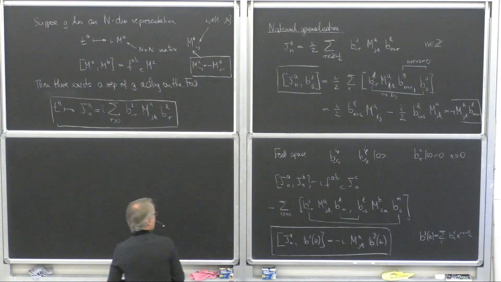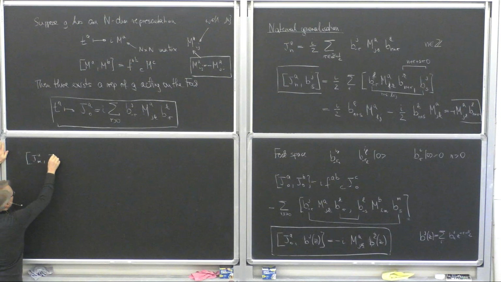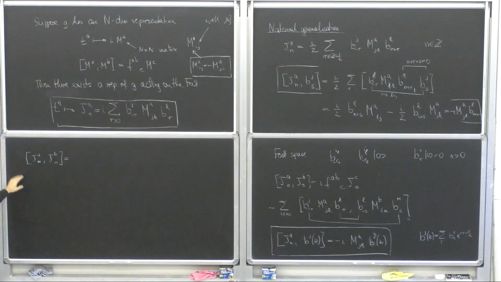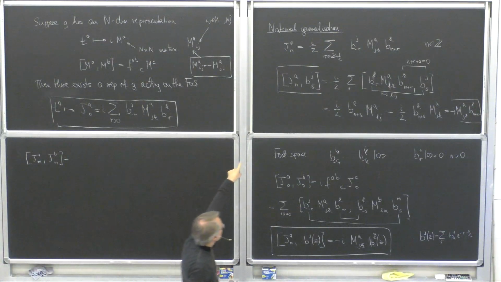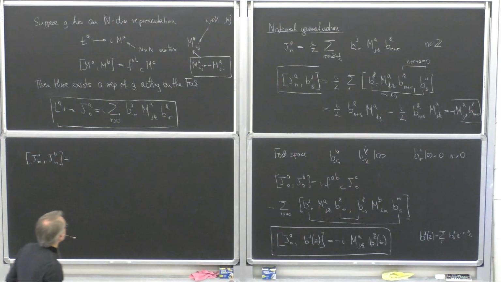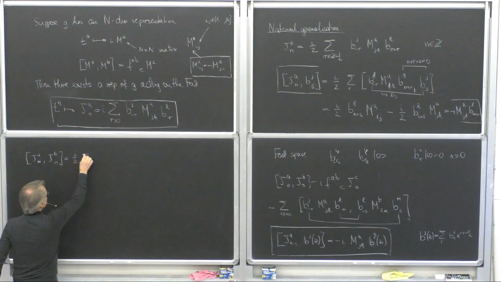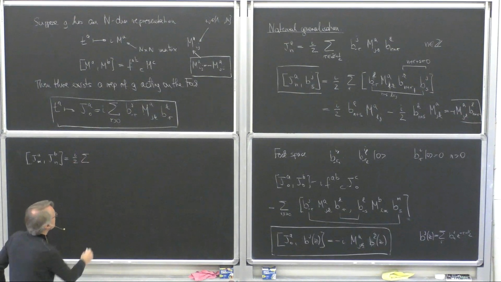Okay, so let's try. So now we can calculate what's J^A_m on J^B_n. Well, the idea is the first J^A_m I'm going to leave standing because I have already calculated how the J^A's act on the b's, and I'm going to write out the second one in terms of this sum. So I write this as i over 2 times the sum over r.